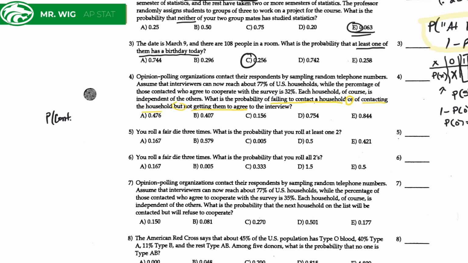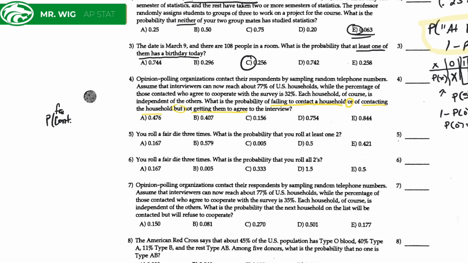So if I write this out, we want to find the probability of failing to contact the household, or contacting them and getting them to not agree, right? So not agree. And so this is an or with an and component.